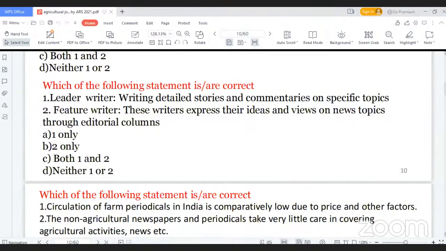So here are other questions. Which of the following statements are correct? Leader writer and feature writer. Leader writer writing detailed stories commenting on specific topics. No, I think both are interchanged. Specific topics are features. Feature writer means specific stories or specific topics. Leader writer means they have to write through the detailed column. That's a leader writer. So both are incorrect. Neither one nor two.